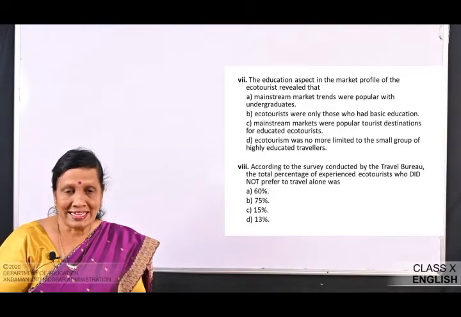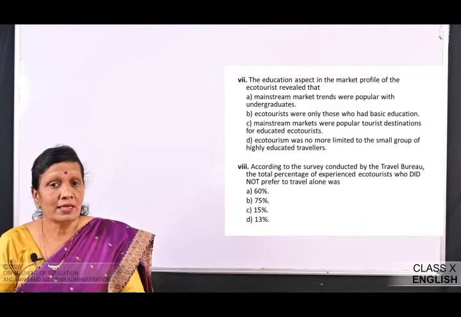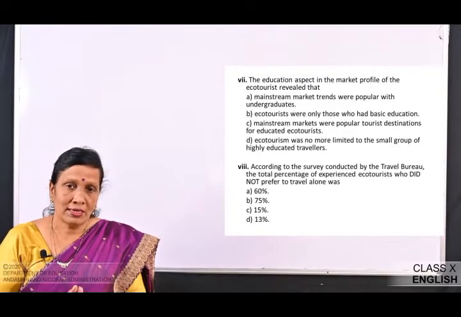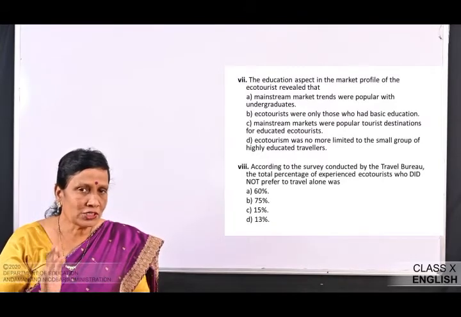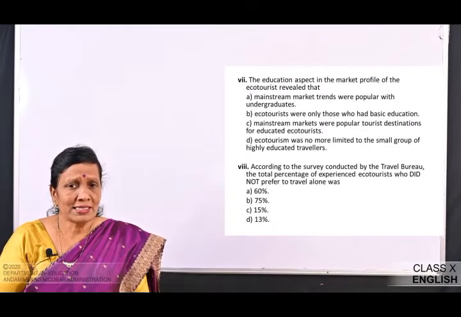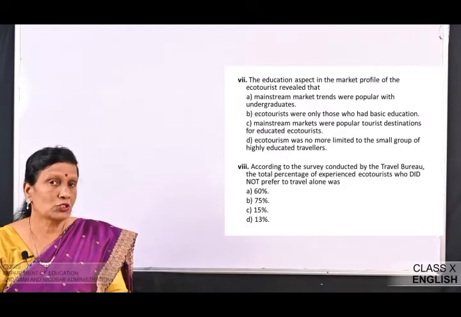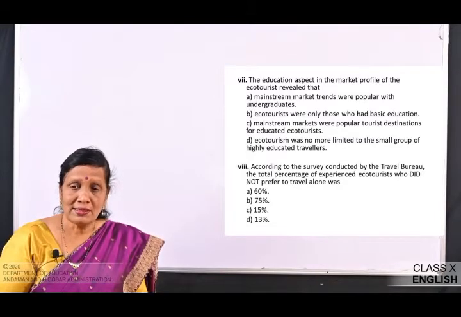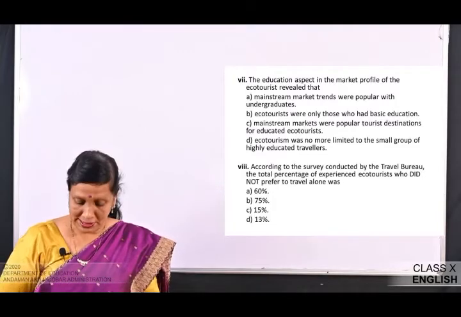Now, question 8, according to the survey conducted by the Travel Bureau, the total percentage of experienced eco-tourists who did not prefer to travel alone was. Children, again you can see did not is written in capital letters. So, you must read the question very carefully. Now you have to find out the option which tells us the total percentage of experienced eco-tourists who did not prefer to travel alone. 60%, 75%, 15% and 13%. So, the right option would be option B, 75%.